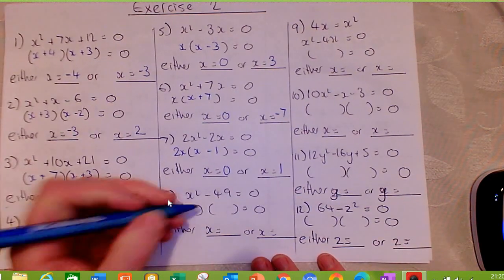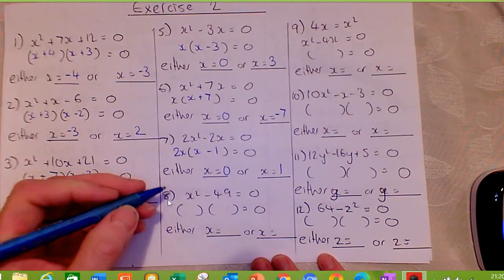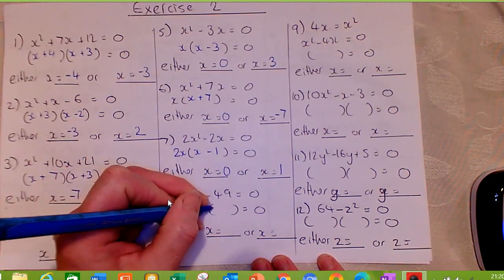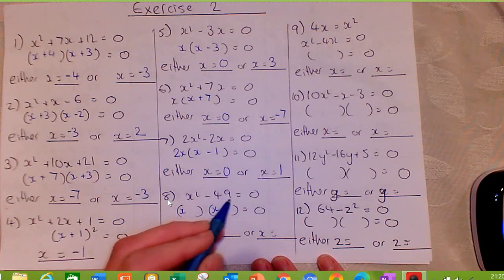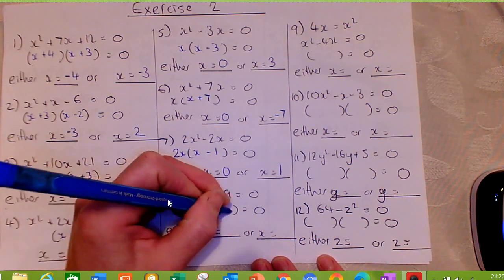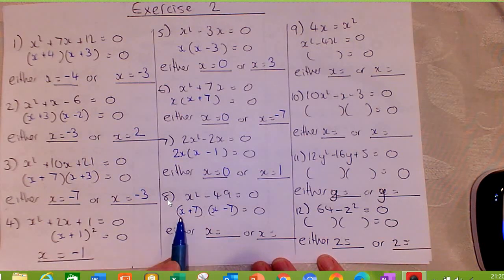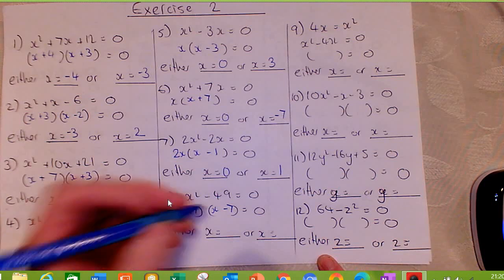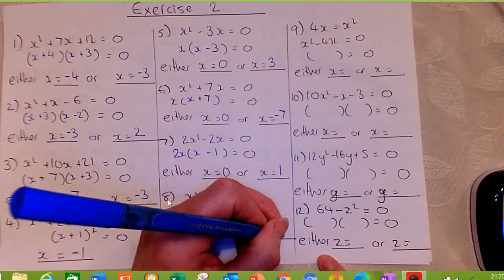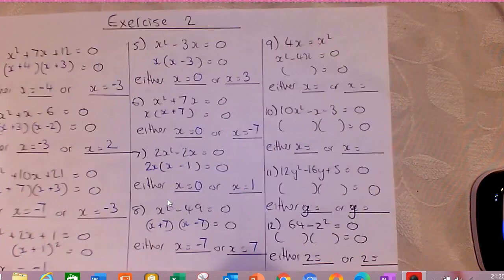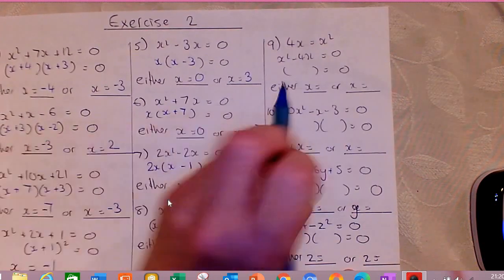Question 8, that's the first one. We've got a difference of two squares. Hopefully you spotted that. So remember, with difference of two squares, we square root the x, so x and x, and we square root this number, and we have a positive 7 and a negative 7 here. And then you basically put that equal to 0 or this equal to 0, so you have minus 7 or positive 7.